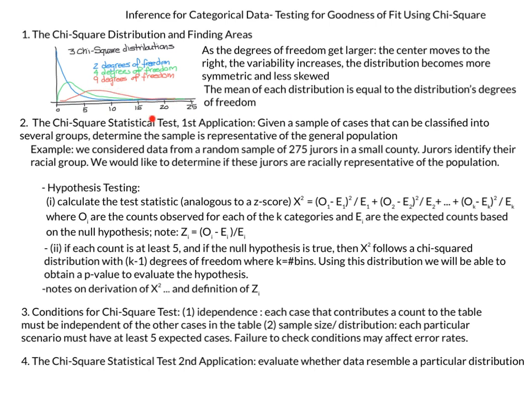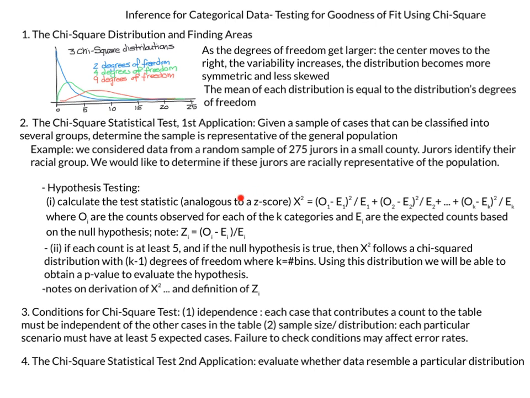We looked at one application of the chi-squared test, and that is given a sample case that can be classified into several groups, we determine if the sample is representative of the general population. The example we looked at is we considered data from a random sample of 275 jurors in a small county. We had the jurors identify their racial groups, and we wanted to determine if these juries are racially representative of the population. In other words, is the proportion of jurors for each race identical to the proportions of the population? And we did a hypothesis testing on this.